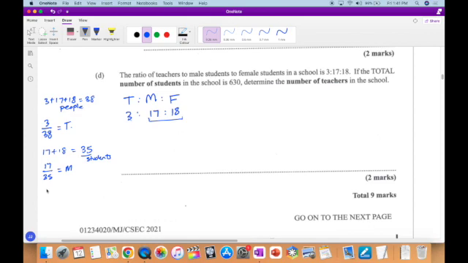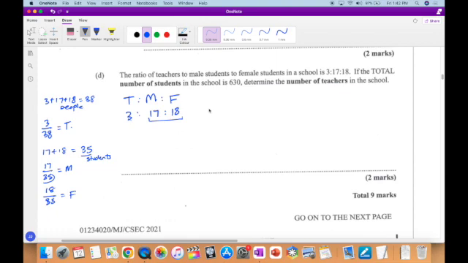Right? And 18 out of the 35 is female. Yeah. So essentially, what we want to find is the number of teachers in the school. Remember, this 38 is the number of people total. So we have the total number of people, and then we have the number of students being 35 out of 38.